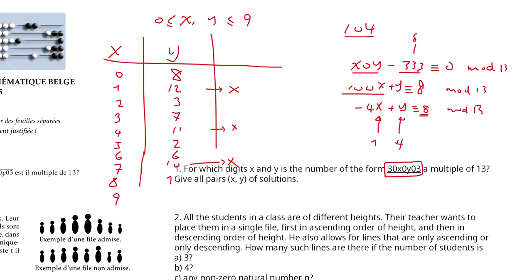So actually, out of the 10 values, x equals 1, 4, and 7 are no solution. So there are still 1, 2, 3, 4, 5, 6, 7, 8 pairs of x, y which make the form 30x0y03 a multiple of 13. So that's the answer to the first question.